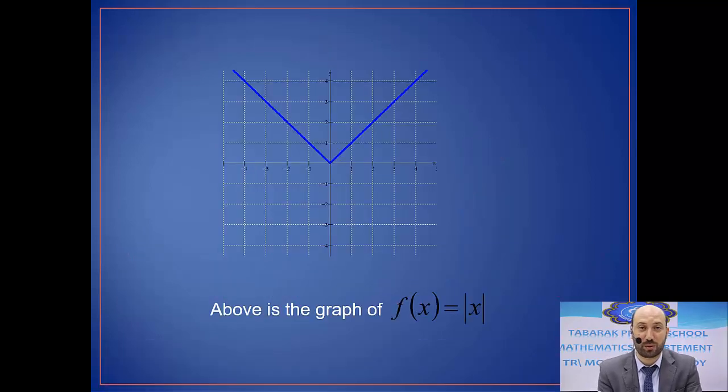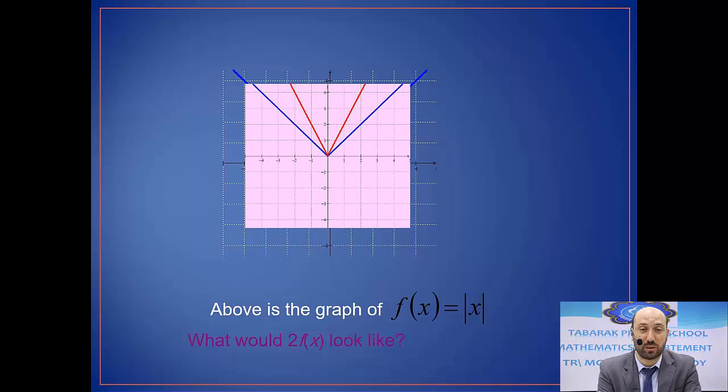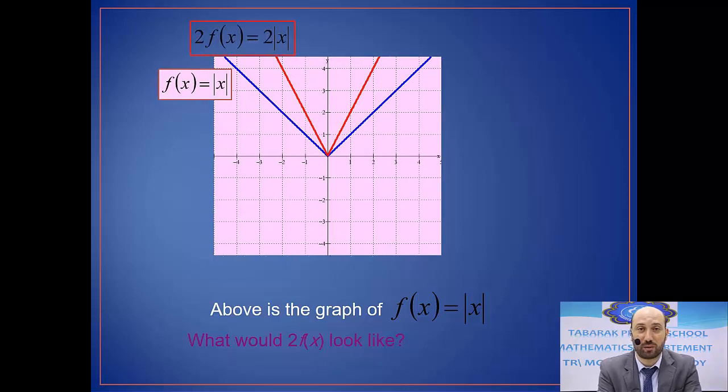Firstly, here we have f(x) equal to the absolute value of x. This is the standard function, and what would 2 times f(x) look like? Here it was the blue and it becomes the red. When we multiply it by 2, it becomes closer to the y-axis. If we multiply any function by an integer like what we have here, it becomes closer to the y-axis, thinner.